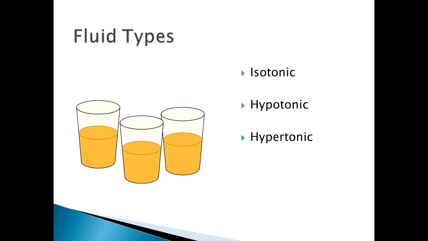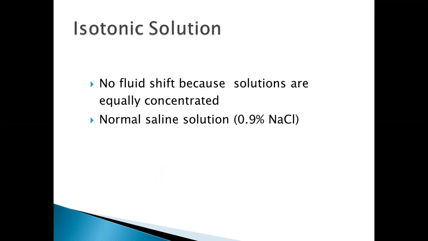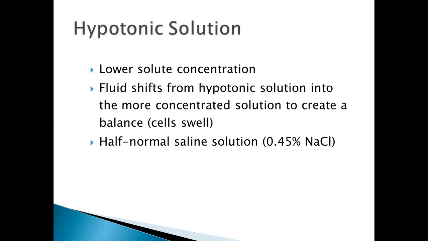The types of fluids are classified as isotonic, hypotonic, and hypertonic, in relation to the tonicity of the blood and plasma. In an isotonic solution, there will be no fluid shift because solutions are equally concentrated. Normal saline is an example of an isotonic solution, 0.9% NaCl. Hypotonic is one that has lower solute concentration. If a cell is placed in a hypotonic solution, fluid shifts from the hypotonic solution into the cell, which leads to cell swelling. An example of a hypotonic solution is half normal saline, that is 0.45% NaCl.